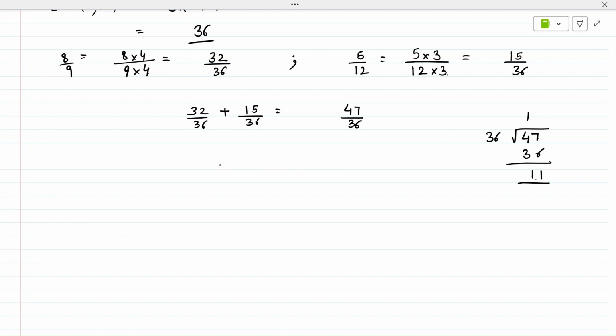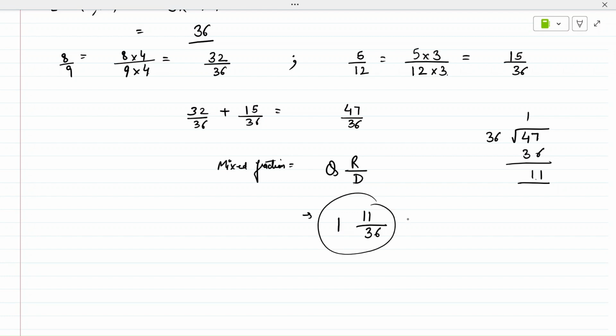So what is our formula for mixed fraction, kids? We have learned it in the previous exercise. It is Q R by D, where Q is quotient, that is 1, R is the remainder, that is 11, and D is the divisor, that is 36. So this is the required mixed fraction.